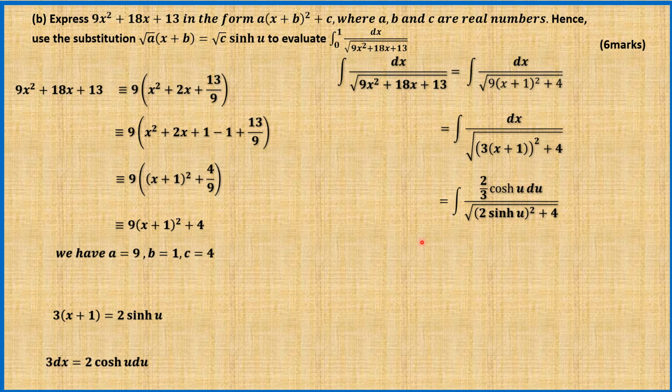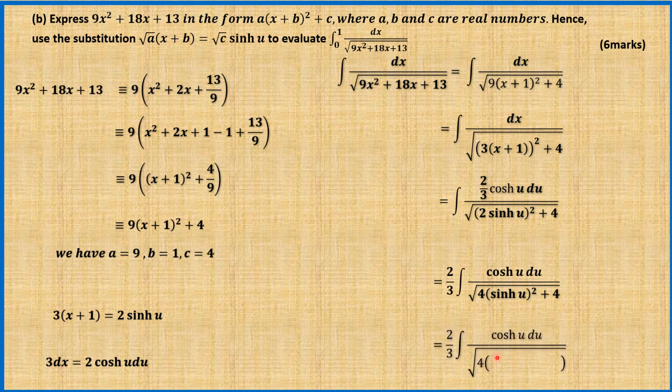Now let's simplify a bit. 2 raised to the power 2 gives us 4. This one can just come out of the integral because it's just a constant. We are going to have 2/3 integral of this, and when you do this, this is 4 sinh u, all that squared. We can now bring out the 4. That will give us what? 4 into that, right? I'll factor out the 4 completely.